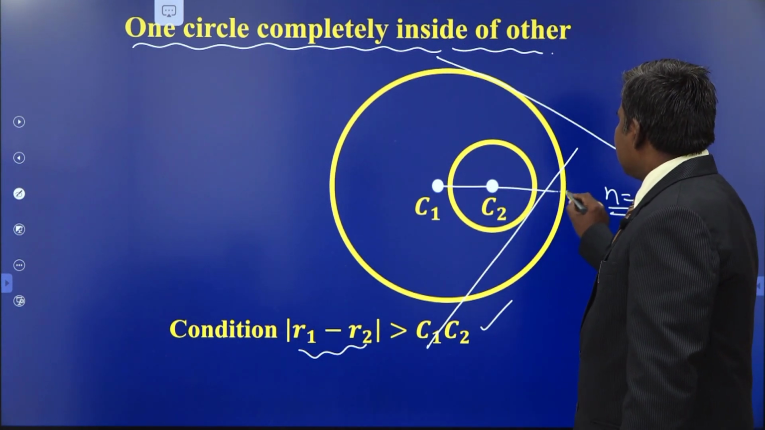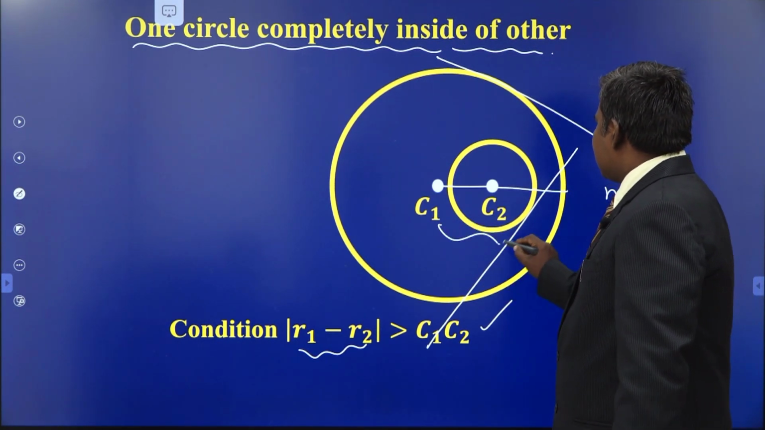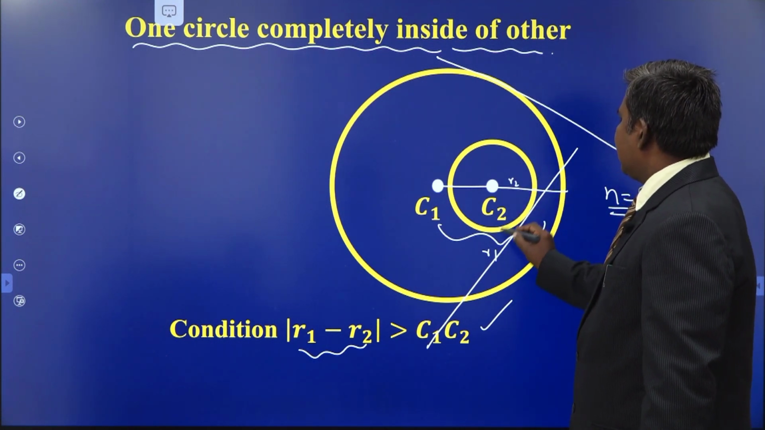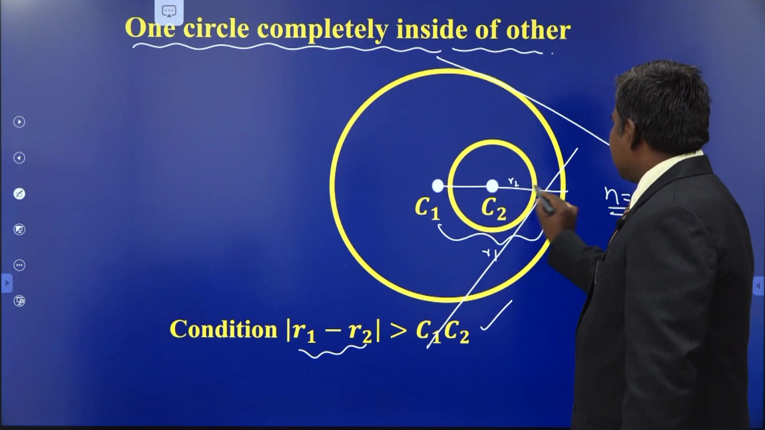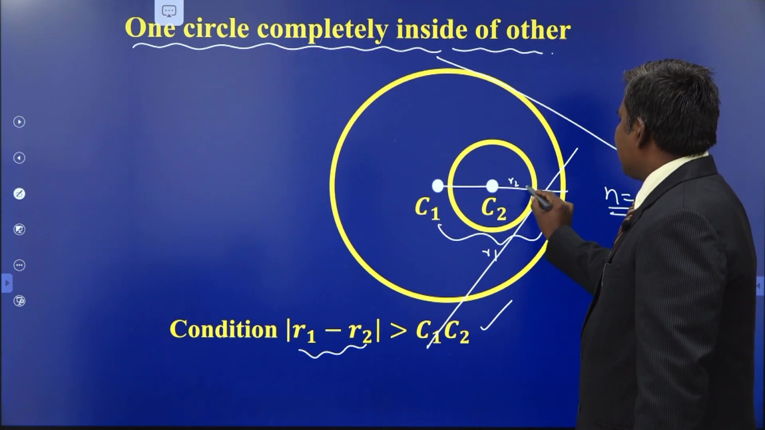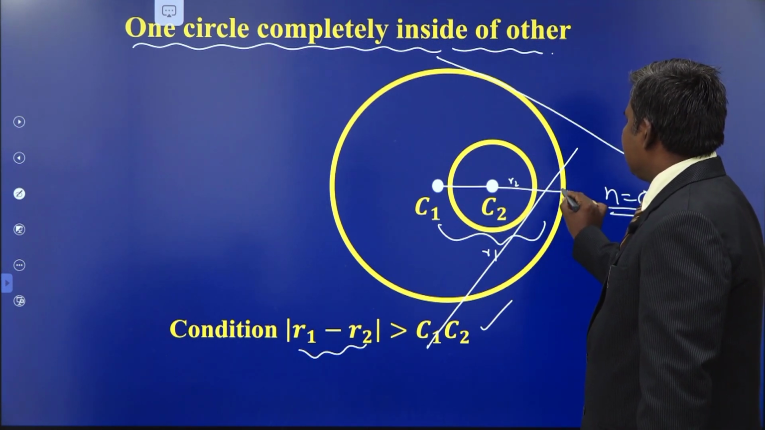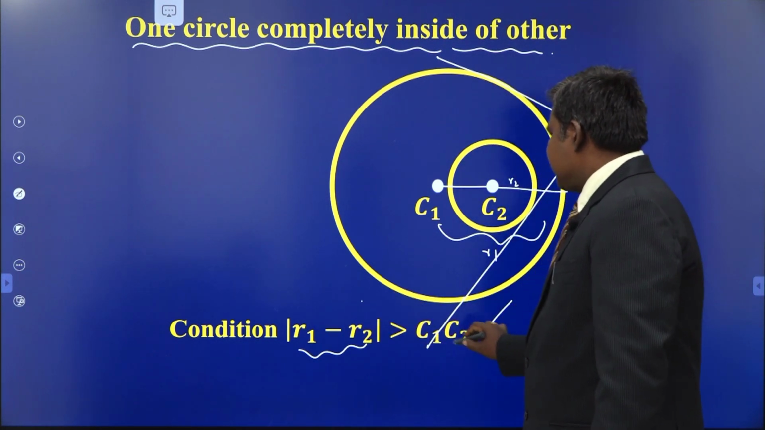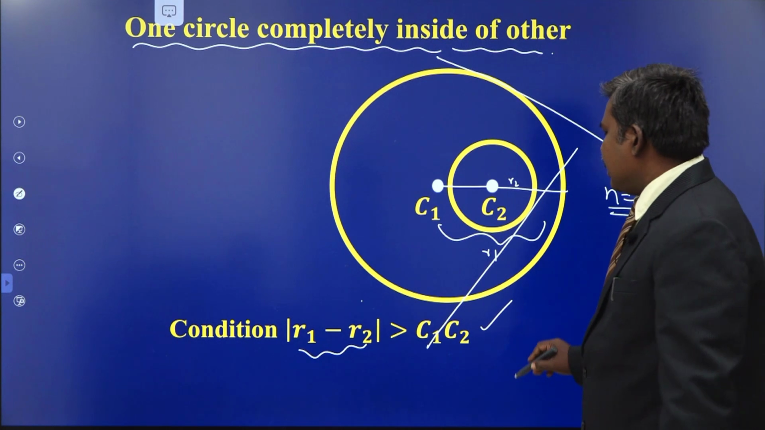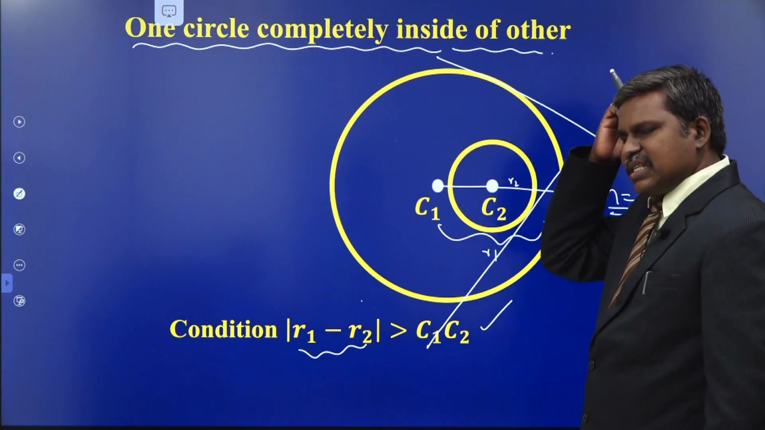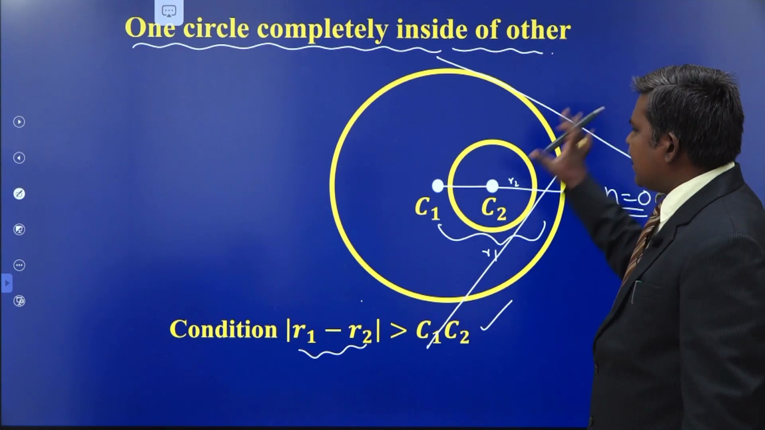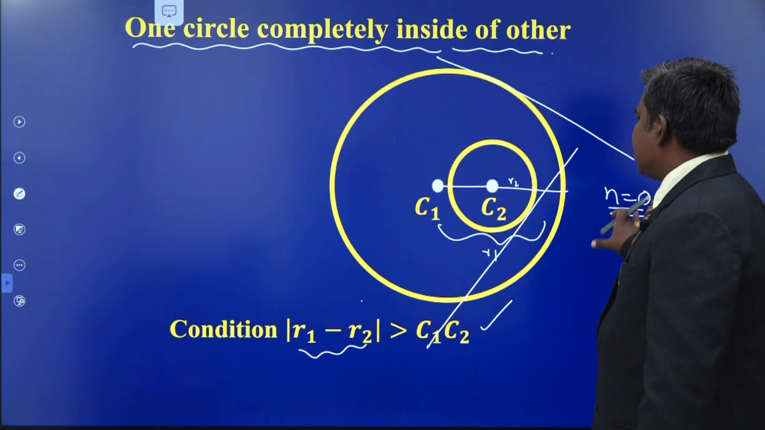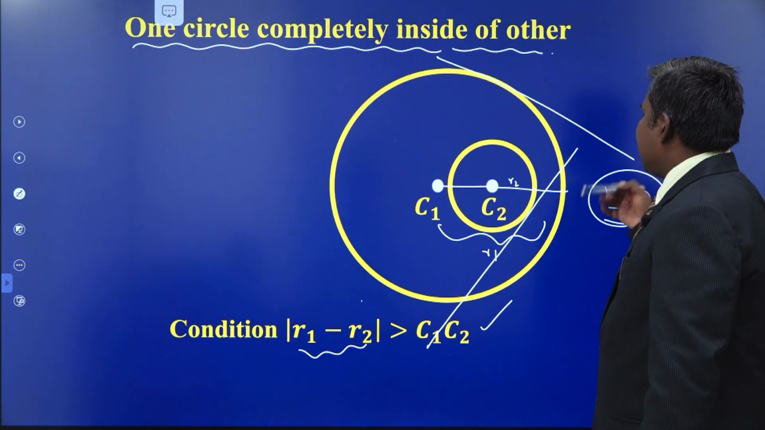So if you extend in this manner, this is the radius of the first circle R1, say, this is the radius of the circle R2, say. The distance from here to here is R1, the distance from here to here is R2, and the distance is more here. So the difference of the radii is more than the distance between these two centers. So modulus of R1 minus R2 is greater than C1 C2. In this case we say that one circle is completely inside the other. In this situation there is no common tangent.